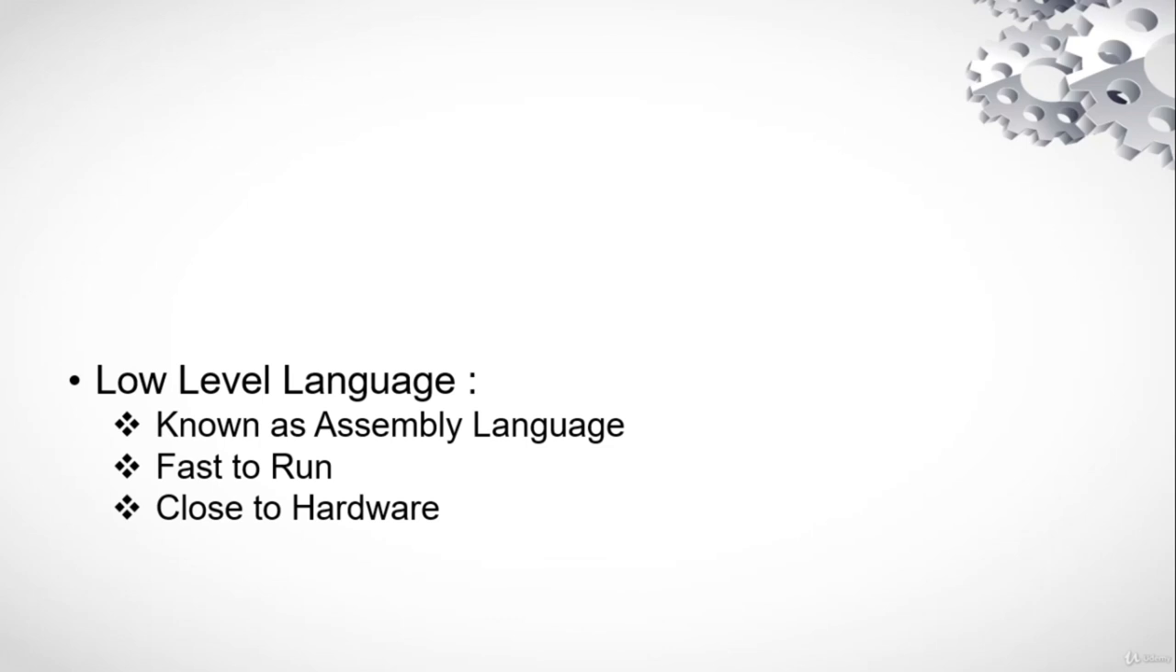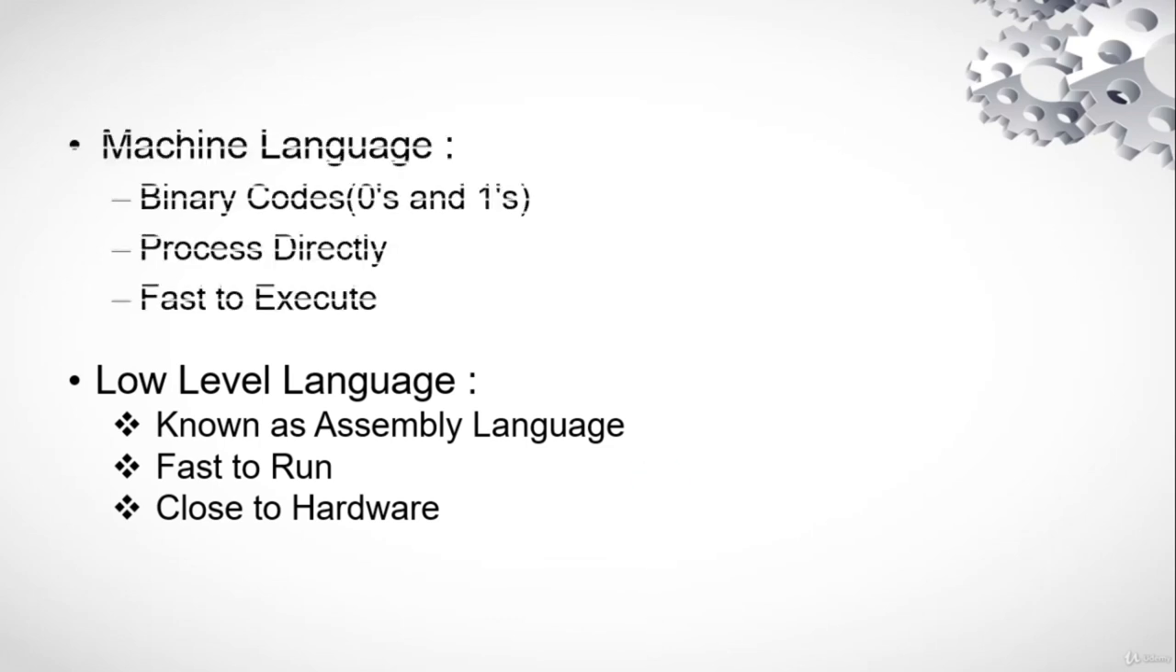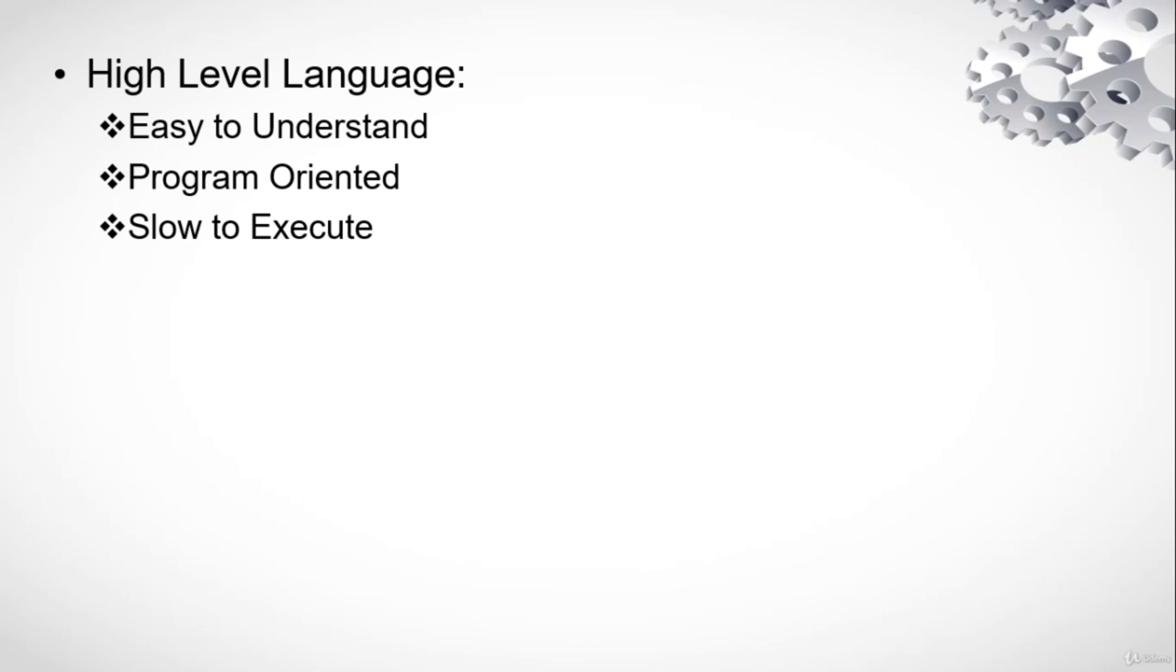The second one is machine language. It's a type of language which our machine understands and processes directly without any transformation. It's mostly written in binary codes. It is fast to execute but slow to understand by the programmers. The third one is high-level language. It's a machine code independent language which is easy to learn but slow to execute. The language which we are learning is also known as a high-level language.